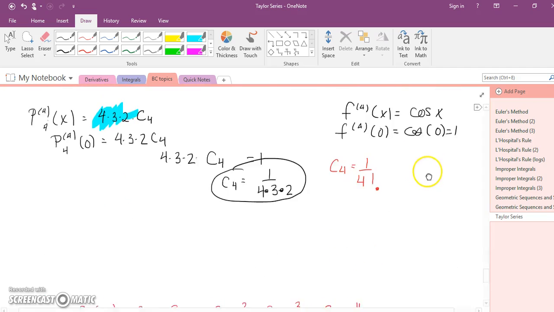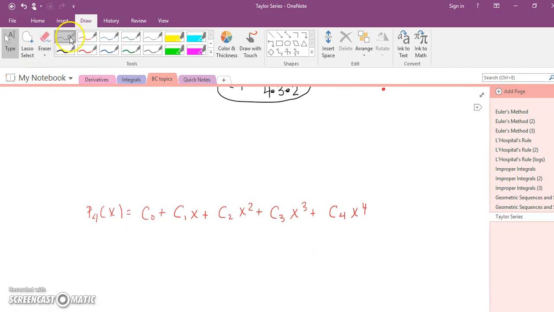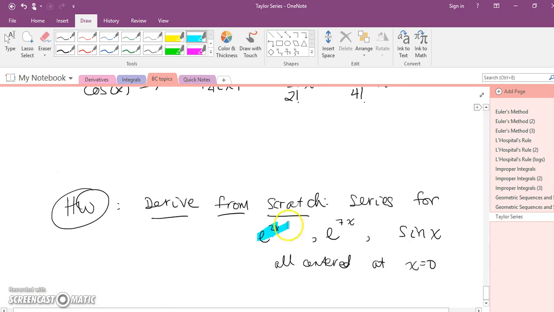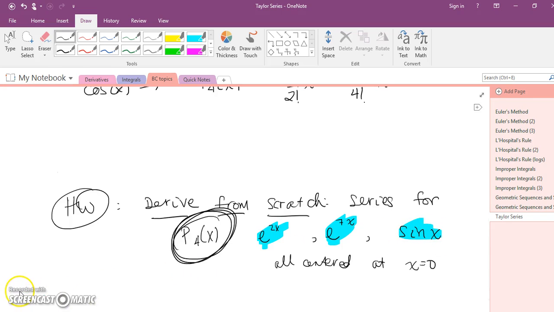So what I can do is personalize my general polynomial for cosine. And cosine of x, the fourth polynomial approximation, is c sub 0, which is 1. C sub 1 was 0. C sub 2 is minus 1 over 2 factorial x squared. C sub 3 is 0. C sub 4 is 1 over 4 factorial x to the fourth. It'd be minus, or actually the fourth one would stop there. If it was infinite, it would keep going. So your homework for this video is to derive from scratch these three, just like I did, finding the derivatives and p sub 4 of x.